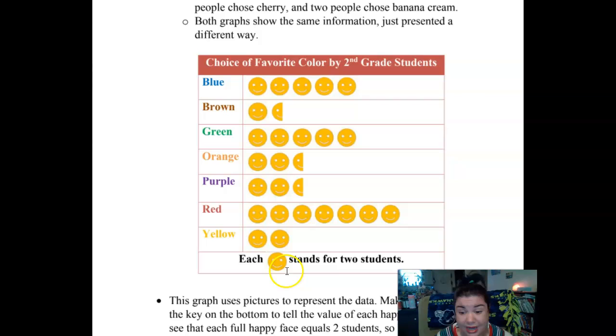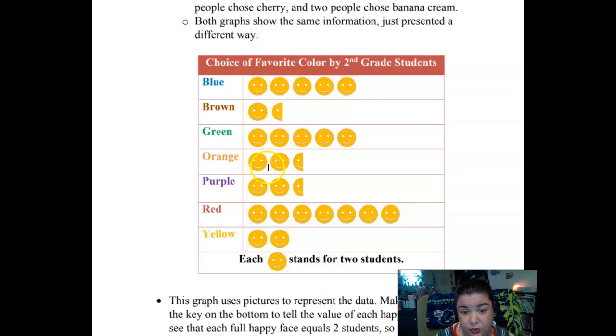It says each little smiley face emoji stands for 2 students. So if you cannot skip count by 2, you've got to practice that. So this technically means 2, 4, 6, 8, 10 people voted for blue and green. So we have 2, and look, this is a half. What do you think? What's half of 2? Yeah, 1. So this means 3 people voted for brown. So that's showing it's half. So you just take that number that it says it stands for and half it.